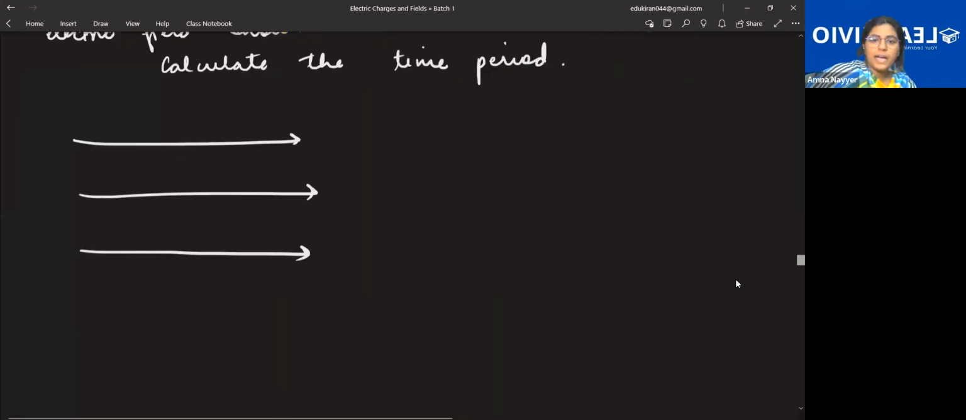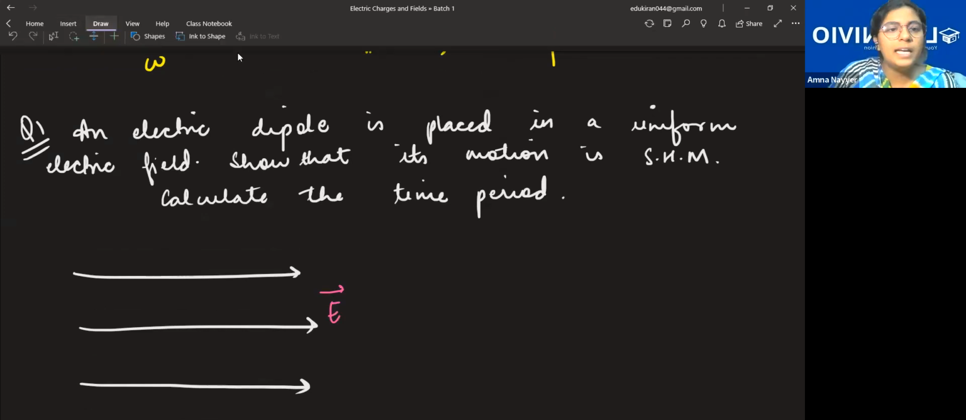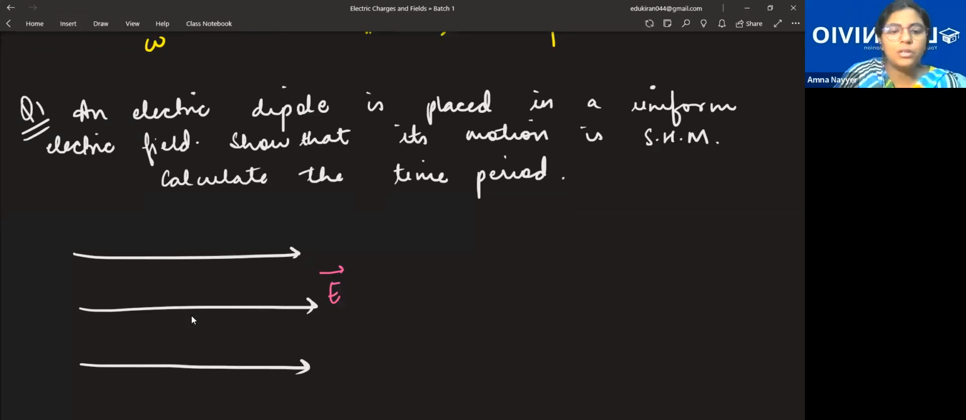And you have a question here. These are the types of questions which I was mentioning: an electric dipole is placed in a uniform electric field, and you have to show that its motion is executing SHM and calculate the time period also. So how will we show it? Firstly, we'll have this electric field with us. Electric field will be present, and then you will have the dipole. Suppose the dipole is here, and now I have disturbed the position of the dipole. Suppose this is the position of the dipole.